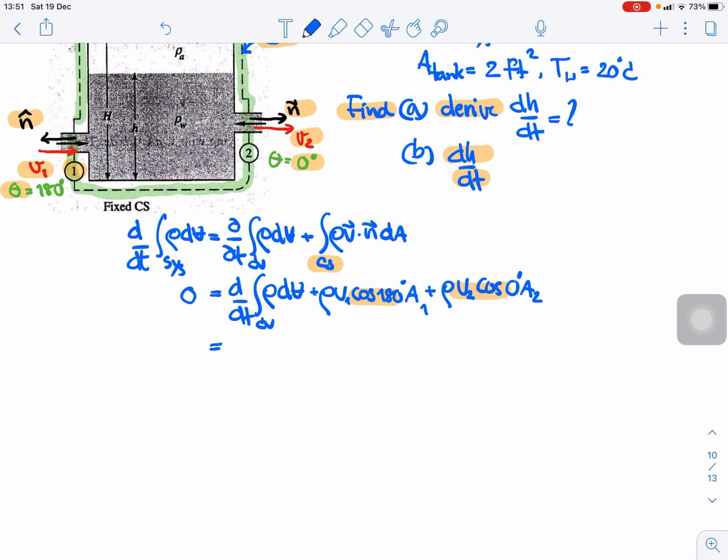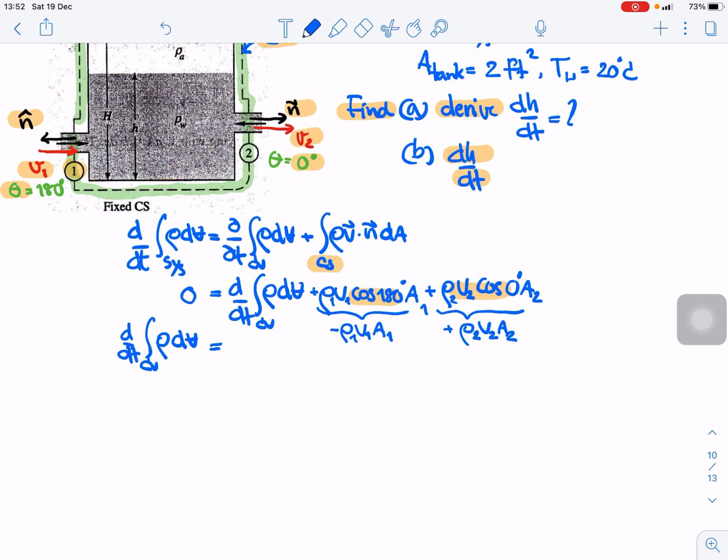Next, you can move the change of the control volume to the left-hand side, equal to rho 2 v2 A2 and rho 1 Q1.